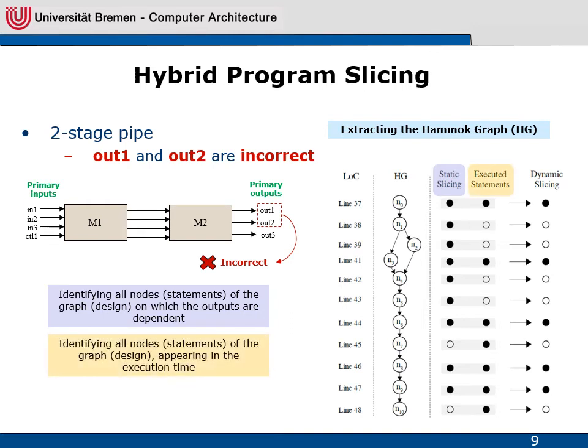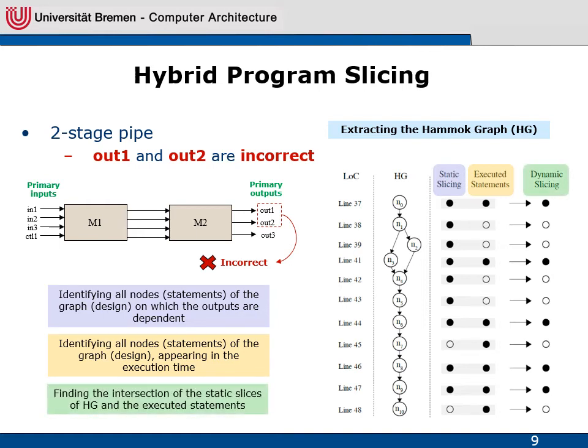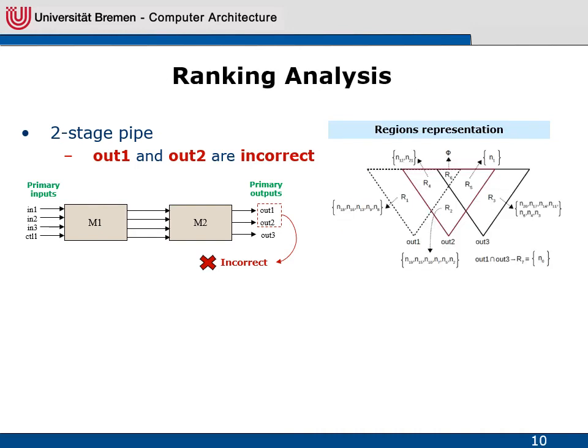The executed statements are obtained by running the program with the input test that causes faulty outputs. The dynamic slicing is performed by finding the intersection of the static slice of a homograph and the executed statements. The ranking analysis is performed to calculate a confidence score for each variable of the design and consequently a reduced set of lines of code.